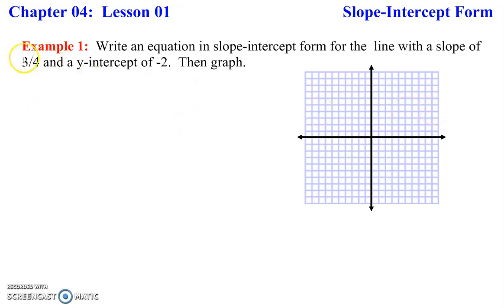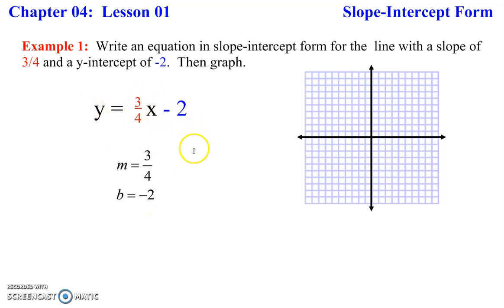Alright, so if we want to write an equation in slope-intercept form for a line with a slope of 3/4 and a y-intercept of -2, we got y equals mx plus b. Slope-intercept form is very nice to us. All we have to do is replace m with the slope 3/4, there we go, 3/4 x, and replace b with -2. And there's my equation in slope-intercept form, y equals 3/4 x minus 2.